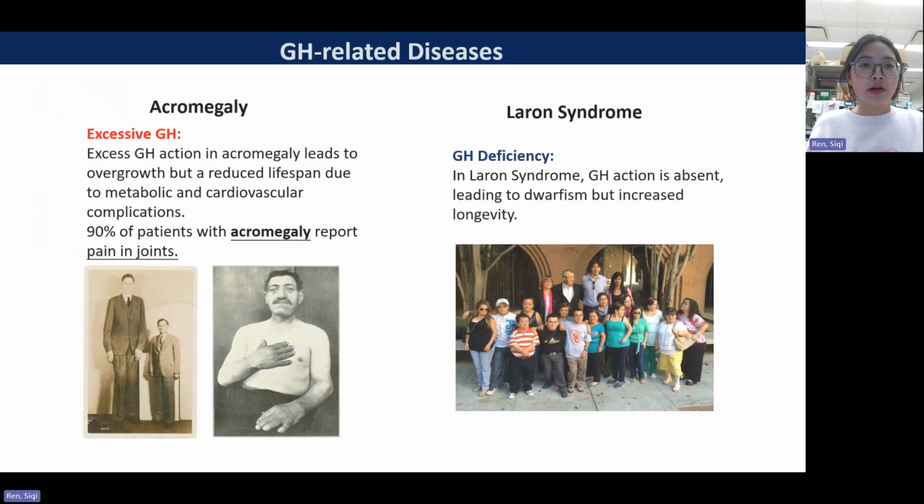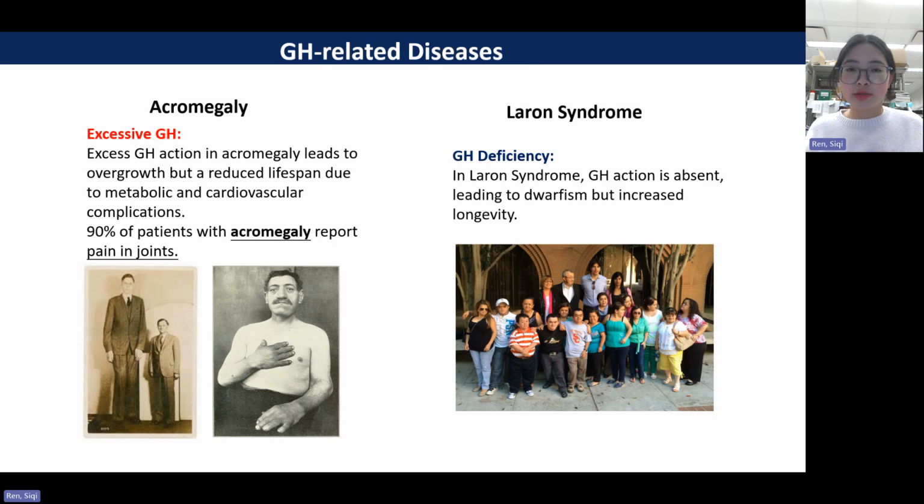And there are also some growth hormone-related diseases in the clinic. First is acromegaly, which happens when too much growth hormone is produced, causing excessive growth, metabolic problems, and a shorter lifespan. Many acromegaly patients also experience joint pain, which may be linked to osteoarthritis.